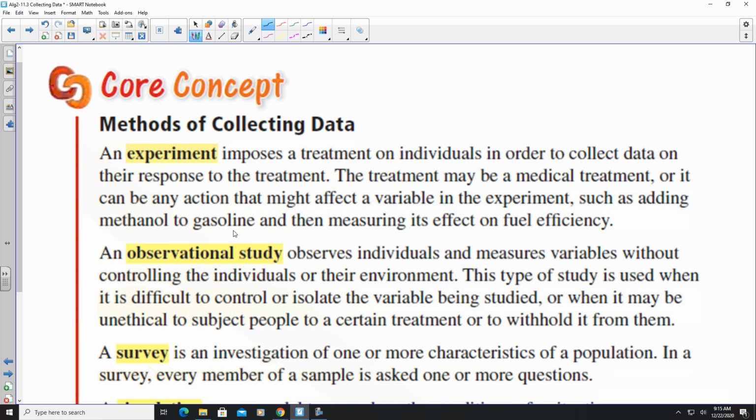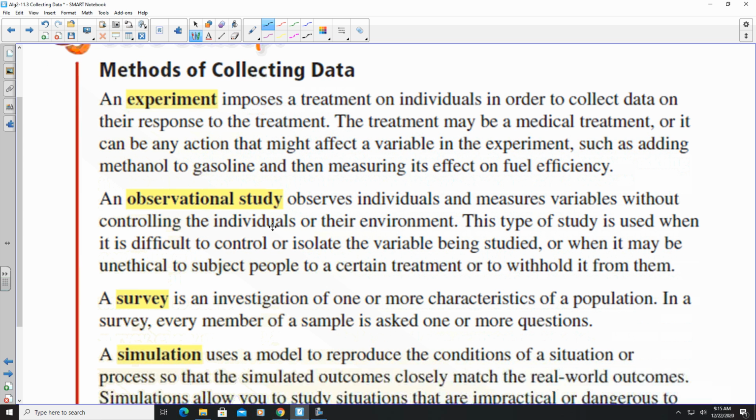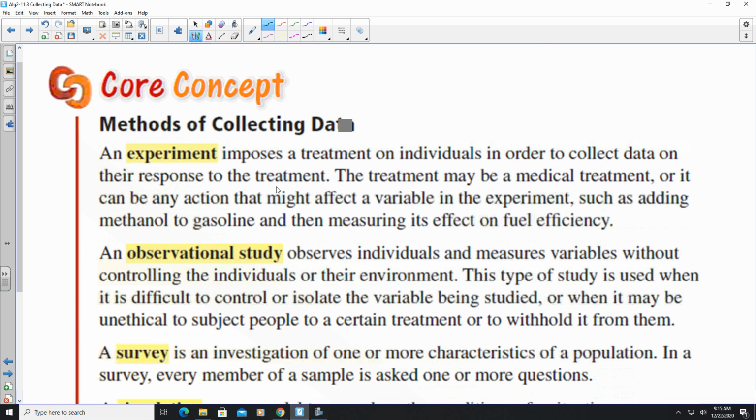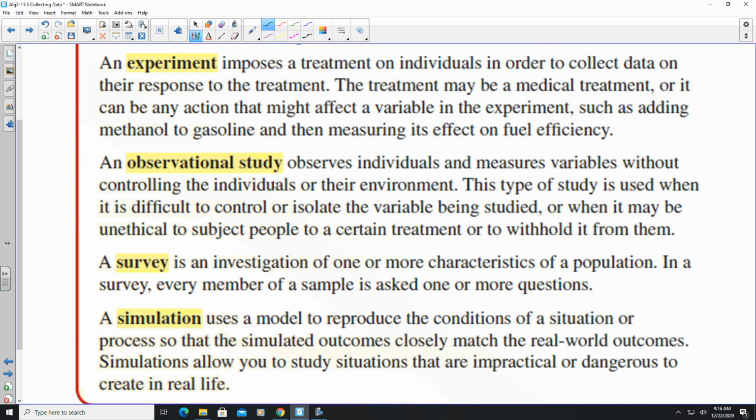All right, and now the last thing that we're going to take a look at is the methods of collecting data. There are different ways you can collect data. The first one here is experiment. An experiment imposes a treatment on individuals in order to collect data on their responses to the treatment. The treatment may be a medical treatment. It can be actions affected by a variable in the experiment.